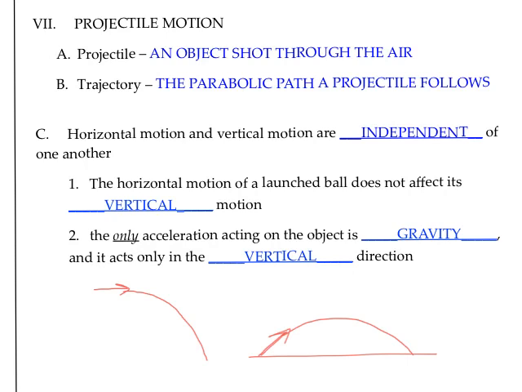The second fact, I'm going to put a little star right here. This is really, really important, and you're going to see several multiple choice questions about this on our next test. The only acceleration that you have for a projectile is gravity, and gravity acts in the vertical direction. And we'll talk a little bit more about this as the section goes on.